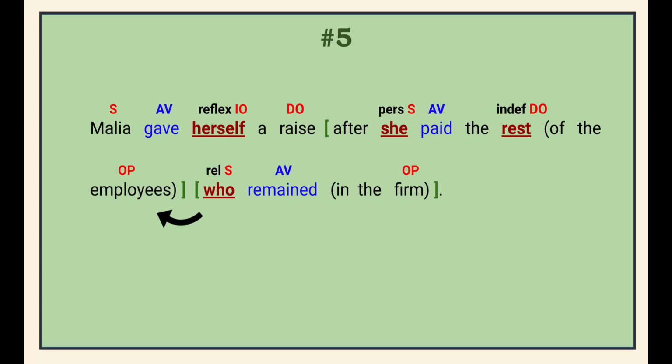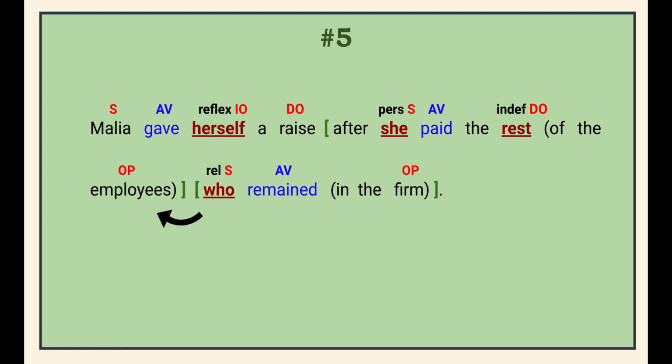Number 5. Malia gave herself a raise after she paid the rest of the employees who remained in the firm. The verbs in this sentence are gave, paid, and remained, which are all action verbs. The first pronoun is herself. It is a reflexive pronoun that indicates that Malia completed the action by herself or to herself. It is acting as the indirect object because the direct object of the action verb gave is raise. Malia gave herself a raise.